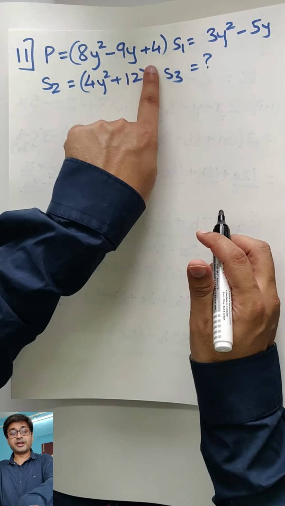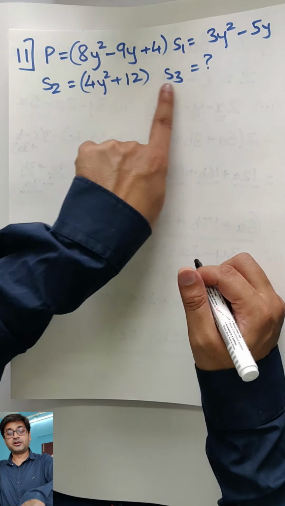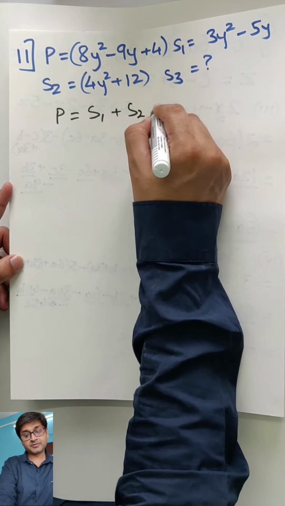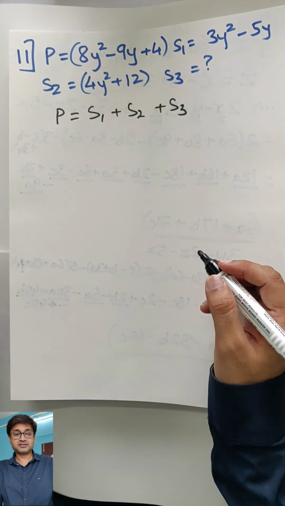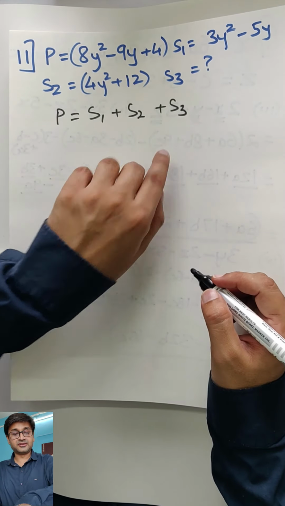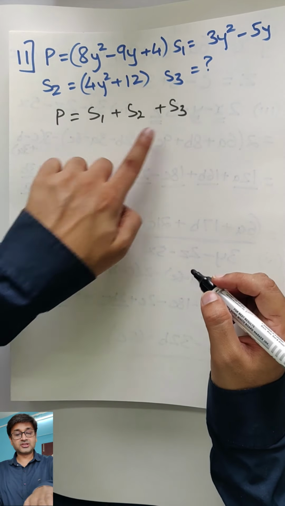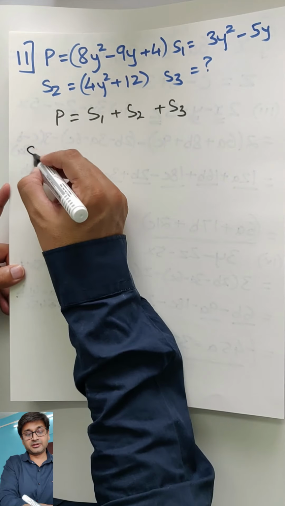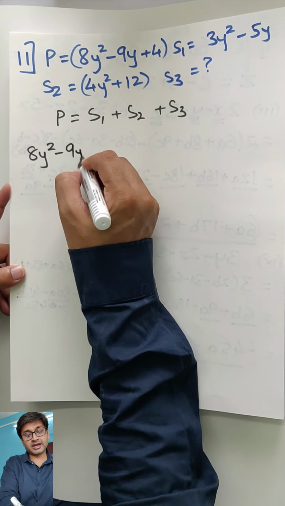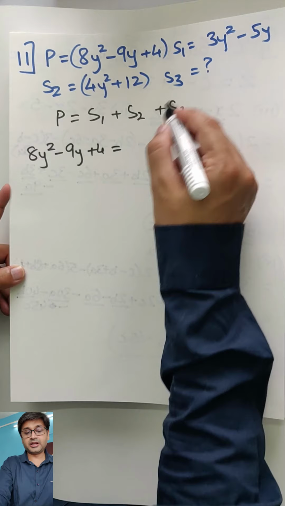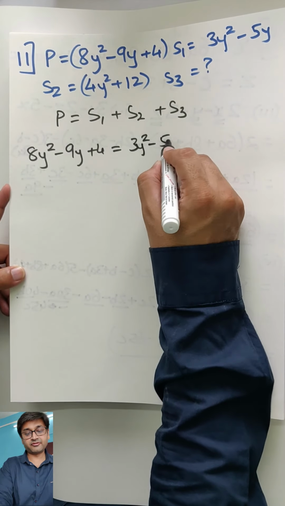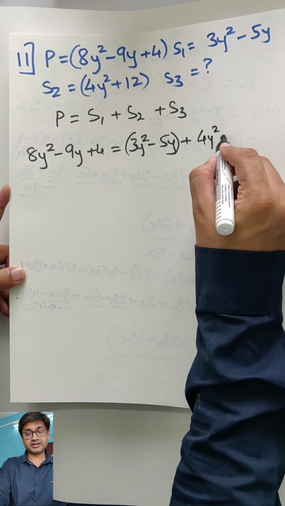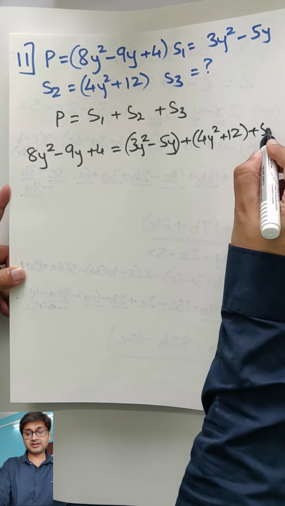They say a triangle's perimeter is this, side 1, side 2, find side 3. So what is the formula? Perimeter is side 1, side 2, side 3. That's it. Substitute everything in their places, get everything on the LHS and you will be able to get the value of side 3. It's very simple, try it. Perimeter 8y square, 9y plus 4. Side 1, 3y square, 5y plus, put brackets. Side 2, 4y square 12 and side 3.